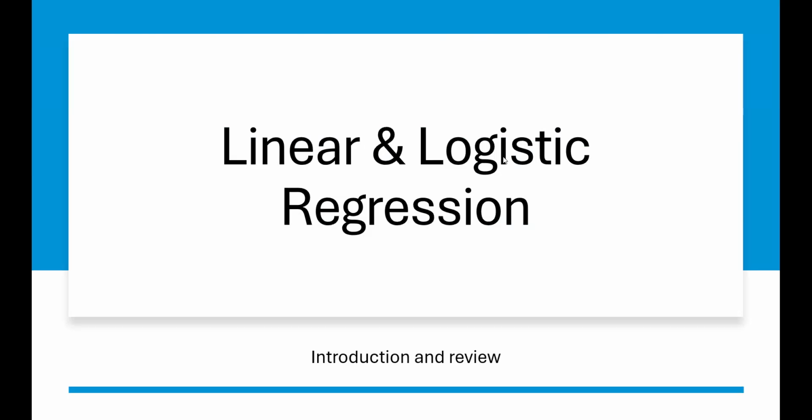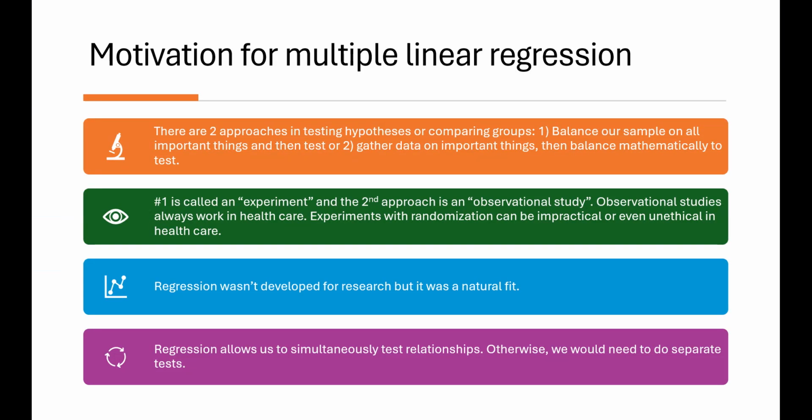Okay, so let's begin. We're going to review linear and logistic regression, and we'll start with our introduction and review. We have different motivations for multiple linear regression. First, there are two approaches in testing hypotheses or comparing groups. We either balance our sample on all important things and then test, or gather data on important things and balance mathematically to test. Number one is called an experiment, and number two, that approach is an observational study.